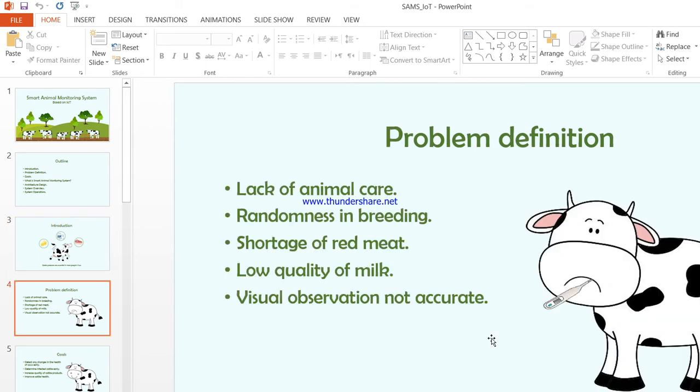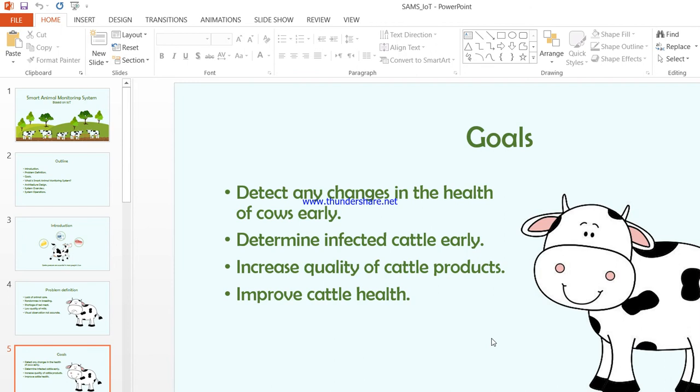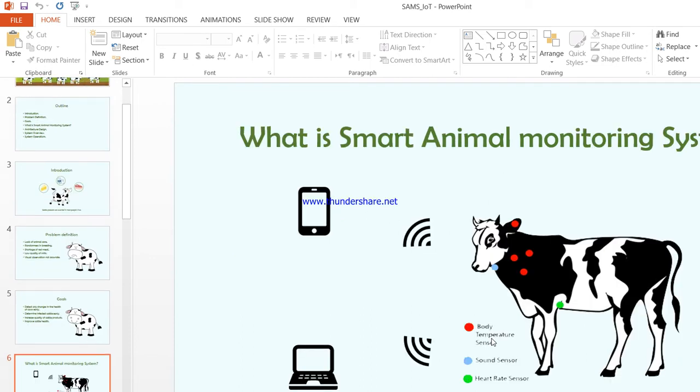The problem definition. Dairy farms are in search of new ways to manage their farms by improving cattle well-being and producing high-quality milk. Visual observation of the animals is not enough and not fully accurate. Also, analysis is not possible. So we decided to make a system helping farmers to watch their animals and detect the changes. Our goals are to detect diseases early, determine infected cattle early, increase quality of cattle products, and improve cattle health.